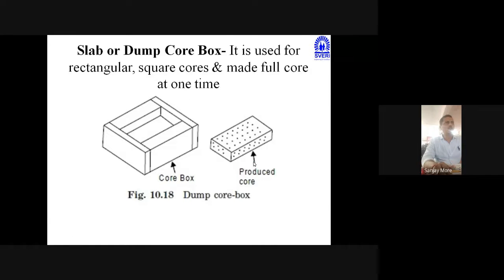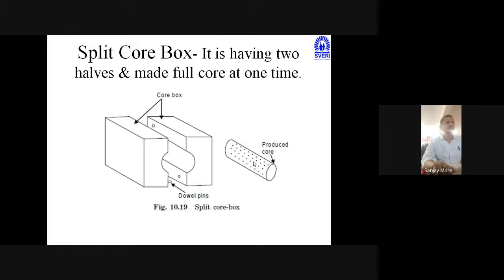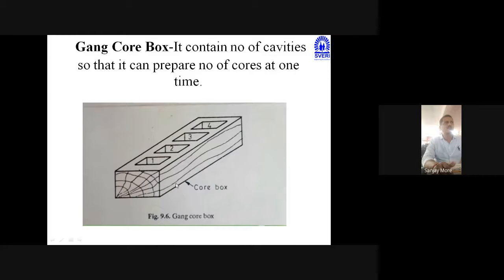Then slab or dumb core box produces a core which is rectangular, like this. Then split core box means two core boxes are used and these two core boxes are attached or joined with the help of dowel pins. Then gang core box: here a number of cores are manufactured with the help of a single box, called a gang core box. One, two, three, four.